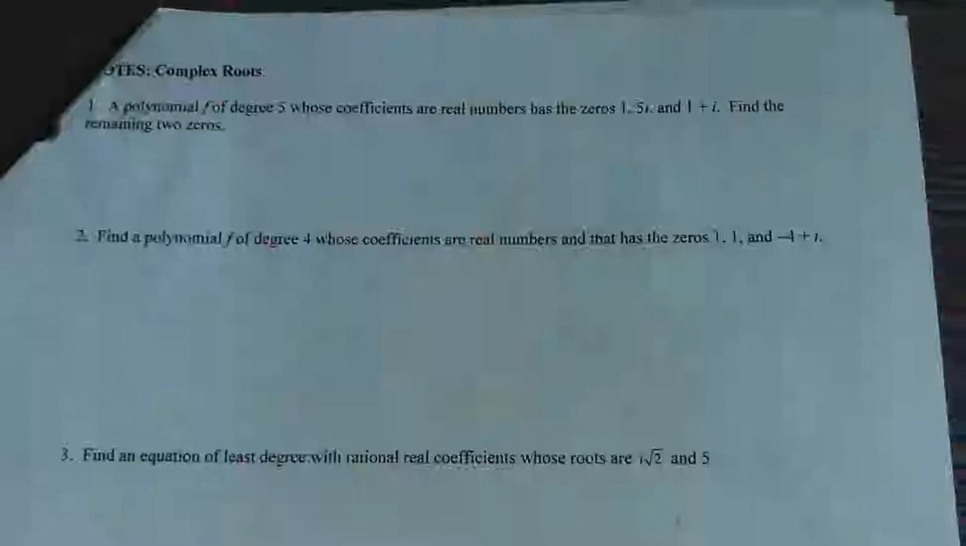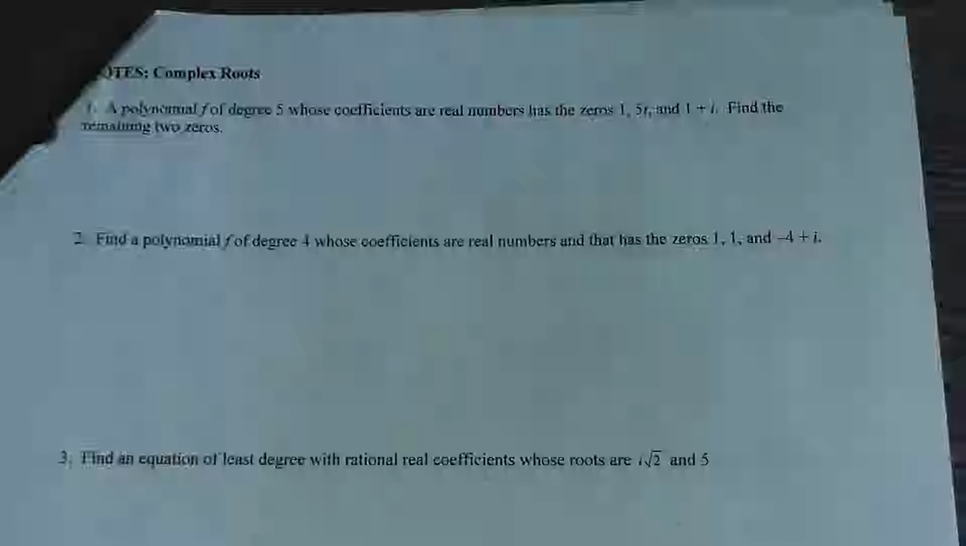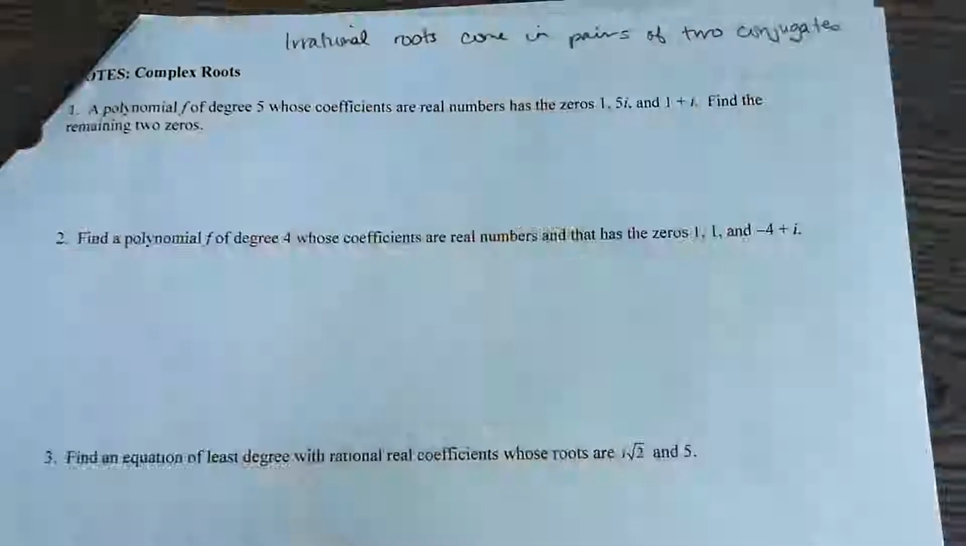I don't think I mentioned this yesterday. I know I mentioned, and I just mentioned again, that irrational roots come in pairs of 2. But not just any 2. They come in pairs of 2 conjugates, like positive root 5 that we just saw and negative root 5. Those are conjugates: 0 plus root 5, 0 minus root 5. So you should remember from last year that imaginary roots also come in pairs of 2 conjugates.